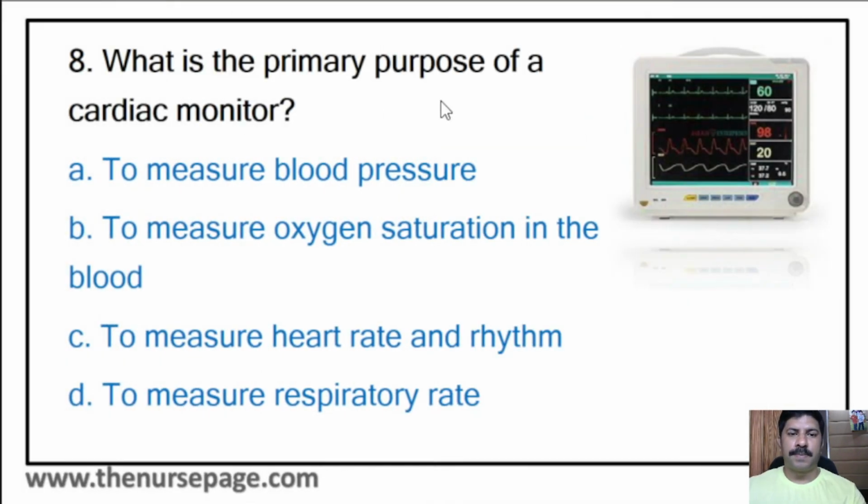Then eighth question, what is the primary purpose of a cardiac monitor? To measure blood pressure, to measure oxygen saturation in the blood, to measure heart rate and rhythm, to measure respiratory rate. The primary purpose of a cardiac monitor is to measure heart rate and rhythm. Here is an example of a cardiac monitor. In that there will be heart rate and rhythm, and it will also show respiratory rate, oxygen saturation, blood pressure, etc. So the primary purpose is measuring heart rate and rhythm.